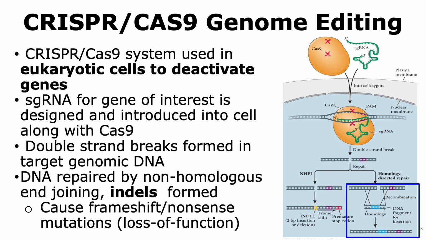CRISPR-Cas9 has also been used for homologous DNA recombination. However, we won't be looking at that process in these slides.